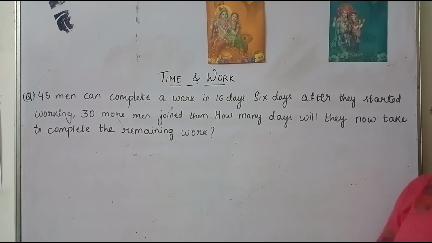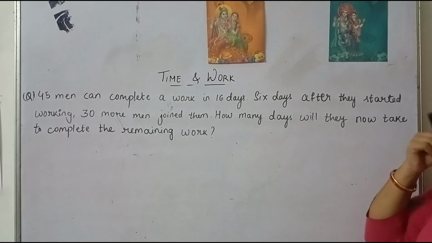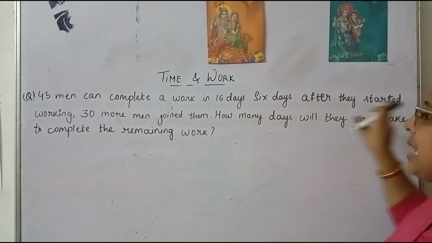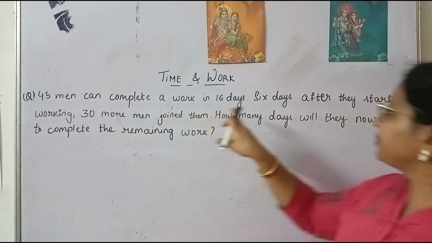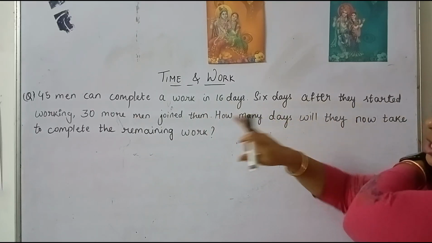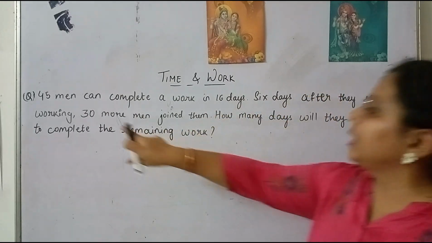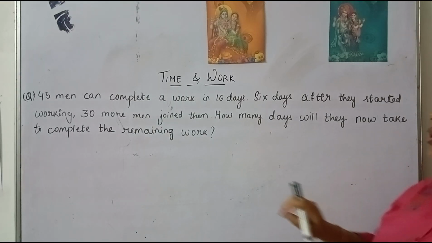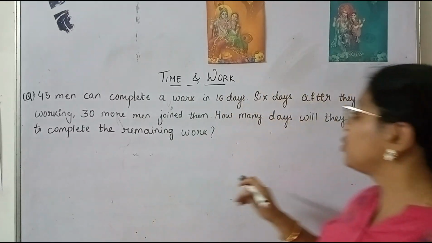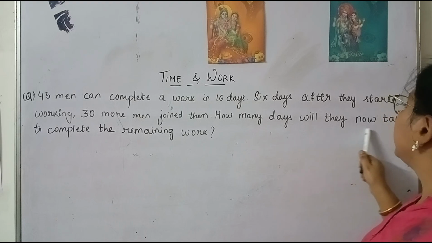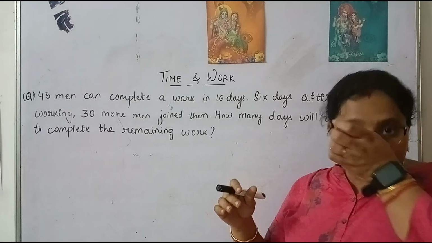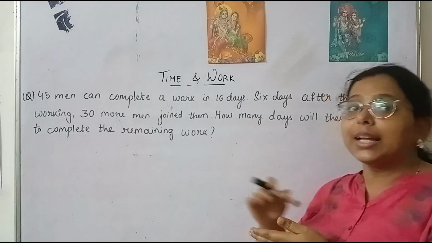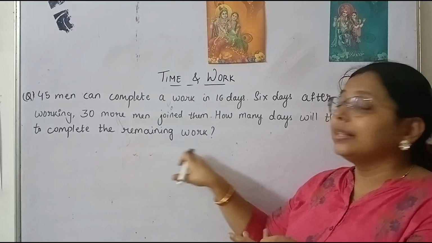Okay, students, here our question is: 45 men can complete a work in 60 days. 6 days after they started working, 30 more men joined them. How many days will they now take to complete the remaining work? 45 were there, 30 were added, so now 75 men will take how many days to complete the remaining work?